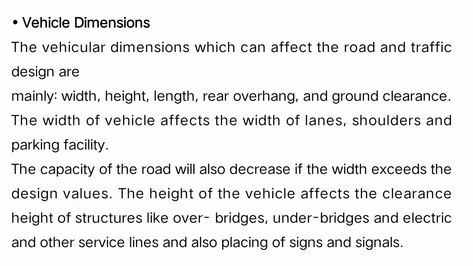The vehicle dimensions that can affect road and traffic design are mainly width, height, length, rear overhang, and ground clearance. The width of the vehicle affects the width of lanes, shoulders, and parking facilities. The height of the vehicle affects the clearance height of structures like overbridges, underbridges, and electric and other service lines, and also the placing of signs and signals.